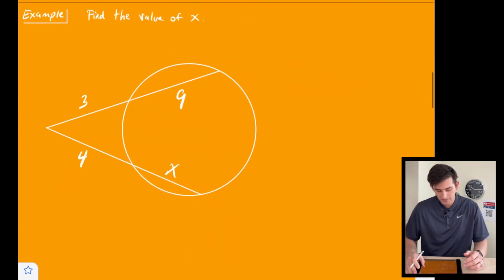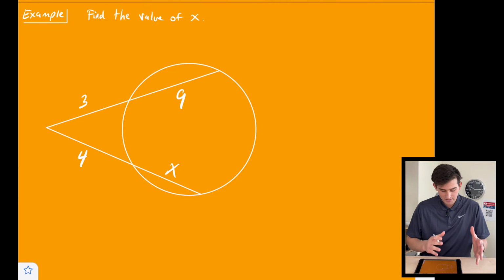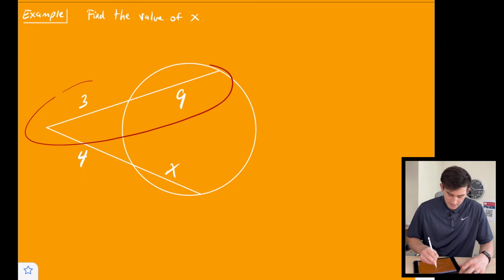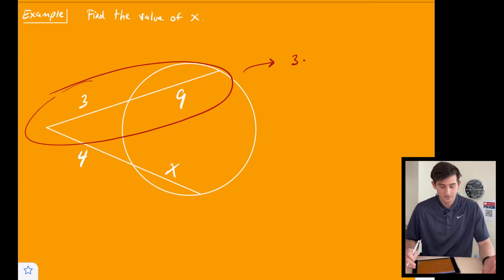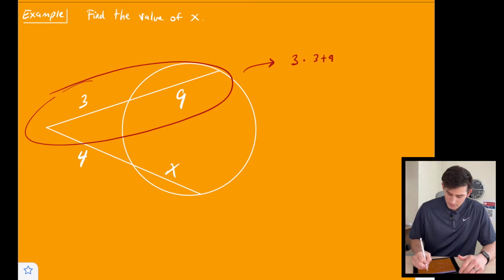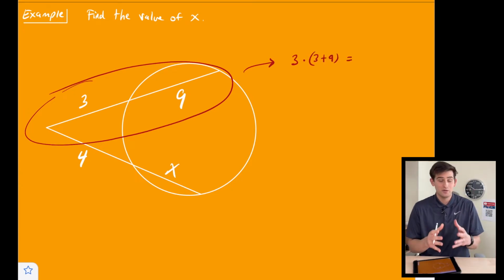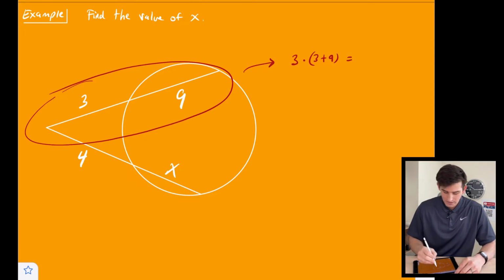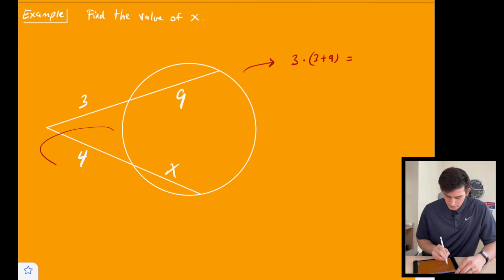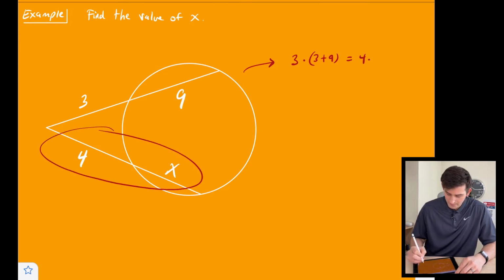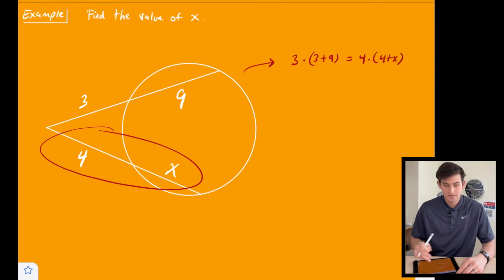All right, so we want to find the value of x. We have our external segments 3 and 4, and then our entire secant segments, we can see that as well. So for this secant segment, we are going to say 3 times, so 3 is our external segment, and then we're going to do 3 plus 9. Now I know that's 12. We're going to simplify that in just a minute, but I wanted to write it that way so that we can see we are adding those two segments together to get our entire secant segment length. Now we are going to set that equal to 4 times 4 plus x.